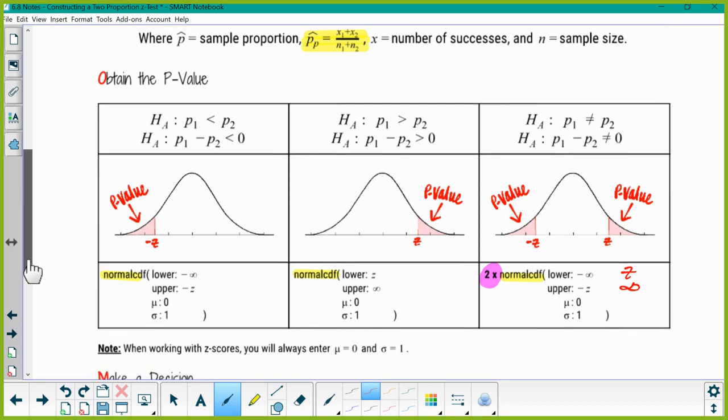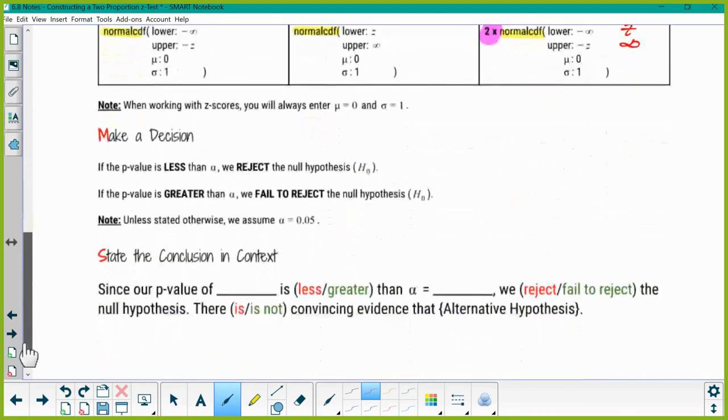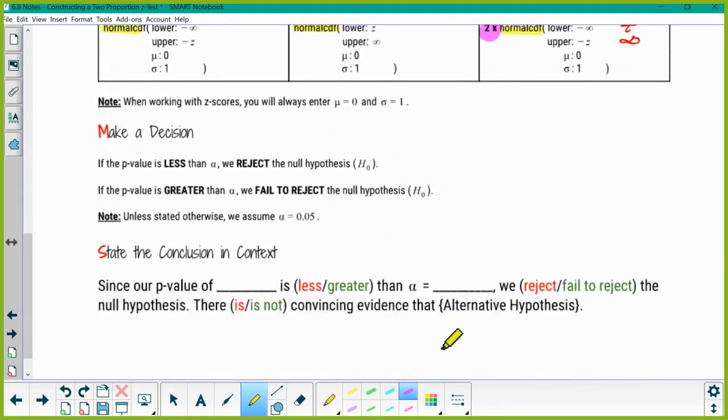So, obtaining the p-value and then making a decision. It's the same idea. If it is less than alpha, we reject. If it's greater than alpha, we fail to reject the null hypothesis. If the p-value is low, you reject the H0. Easiest way to remember it.